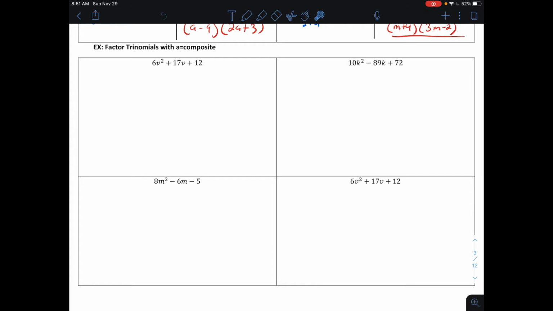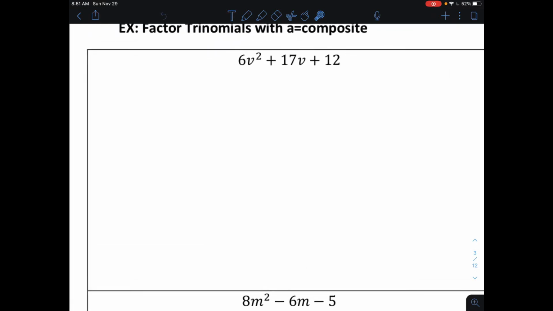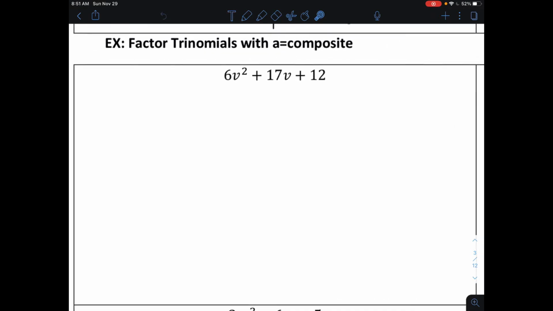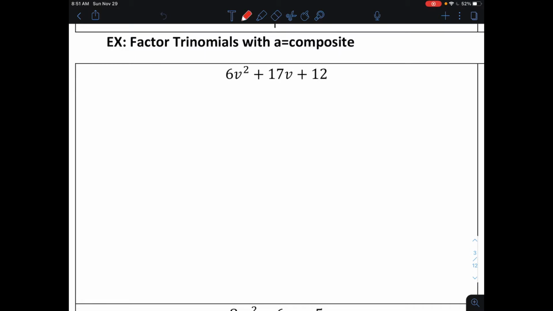And I'm going to show you two ways to do this problem. One is by guessing and checking, and the other is by using an X method. All right, so option one, we're basically just trying to guess and check the factors that we need to have here. And we have a 6v squared. Now 6 is not prime. So the only thing I really know is that I have v times v.